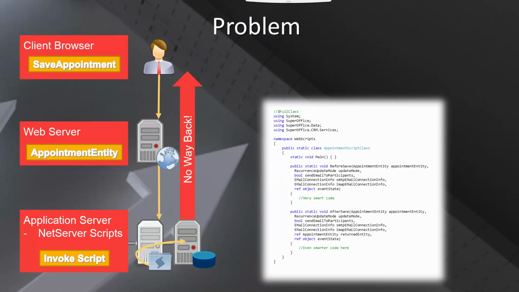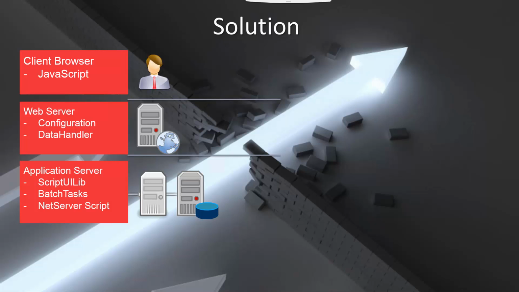Now, let's look at how to solve this problem. Here's an overview of the components involved. Again, we see the user, the web server, and the application server. But now we see a few new details and what's involved. Some of these are code files and some are just configuration edits. So let's go ahead and go through the workflow and see how these pieces work together and in which order.